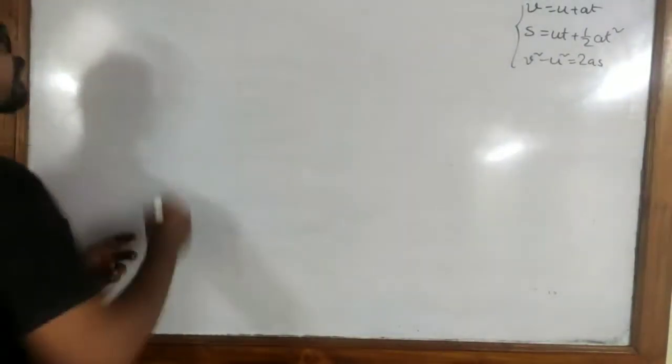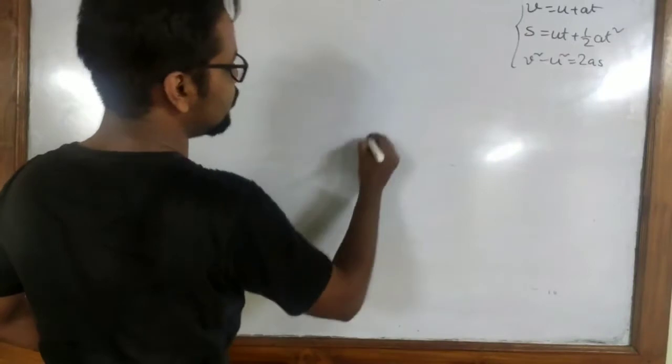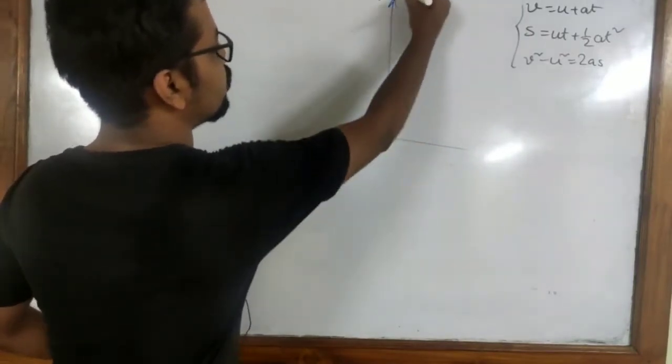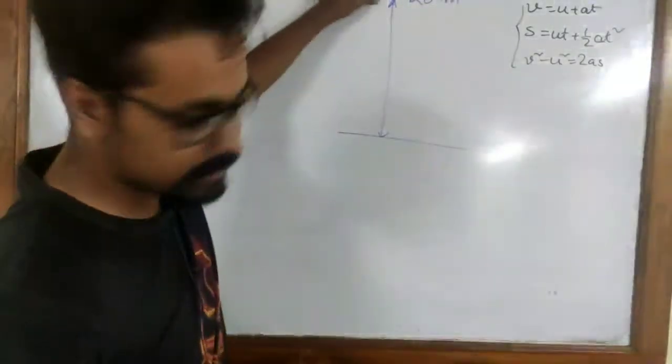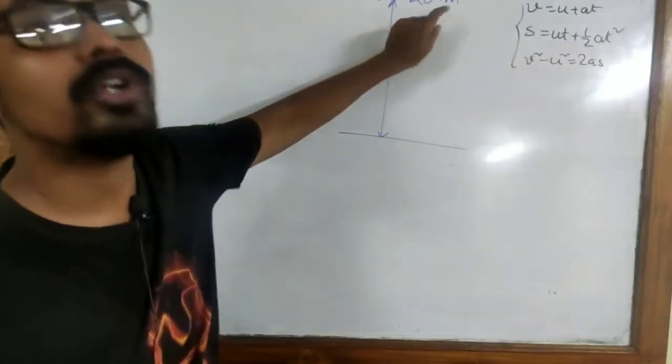Question number 7. It is said that the ball is at a height of 20 meter. This is the ground, and the ball is at a height of 20 meter. So how much distance does the ball have to cover? It will start from here and fall down here. That means the distance covered is 20 meter.